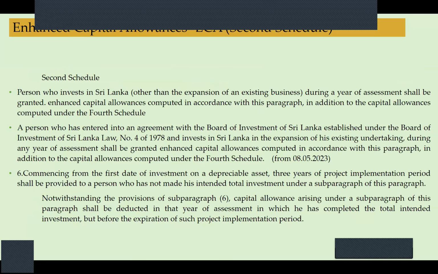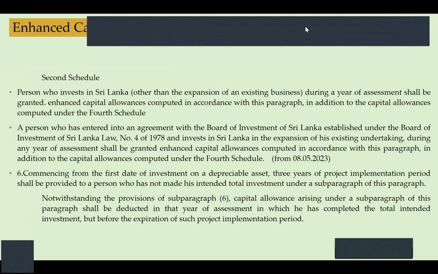So this is the second schedule. In the second schedule, we have enhanced capital allowances. This is not the normal deduction rule. Normal capital allowances application is provided under Schedule 4. In addition to that, Schedule 2 and Schedule 6 also include some kinds of capital allowances. We call it enhanced capital allowance.